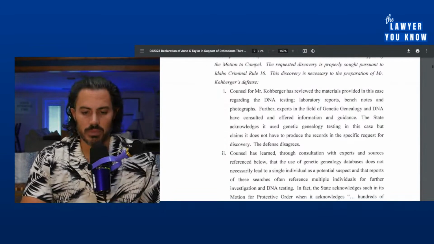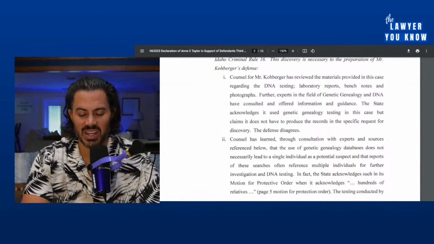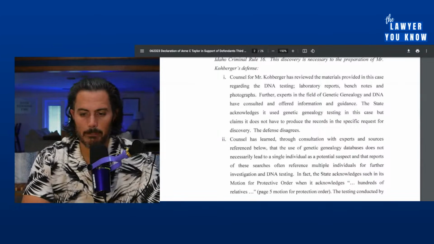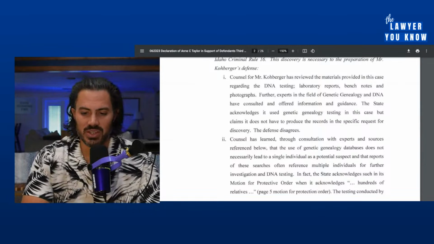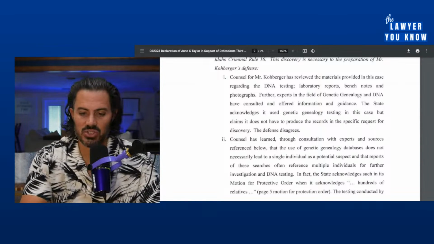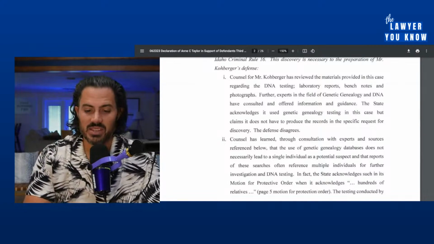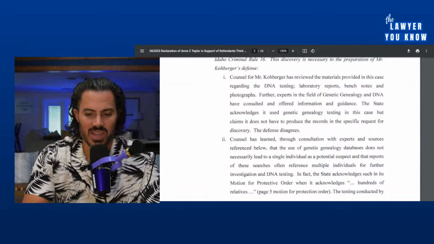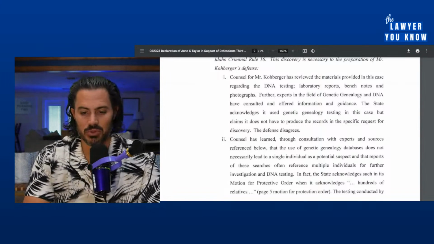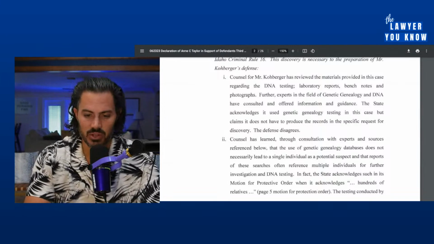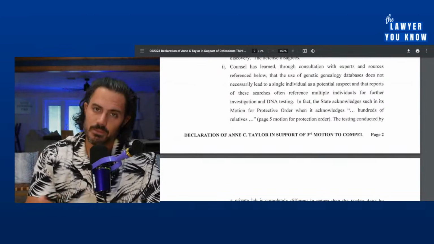Counsel for Mr. Kohberger has reviewed the materials provided in this case regarding the DNA testing, laboratory reports, bench notes, and photographs. Further, experts in the field of genetic genealogy and DNA have consulted and offered information and guidance. We are going to read some of that. The state acknowledges it used genetic genealogy testing in this case, but claims it does not have to produce the records in the specific request for discovery. The defense disagrees. And when you have something as simple as that, state says this and we disagree, the judge is going to have to make a call.